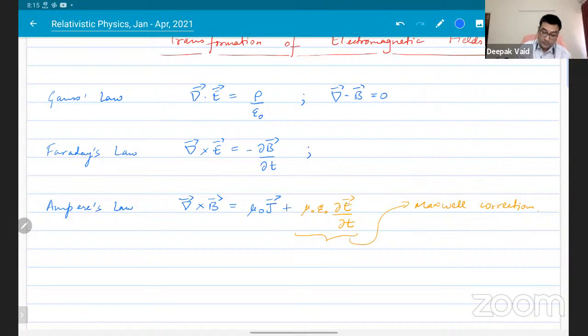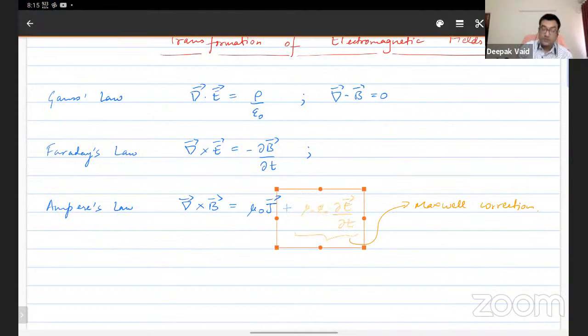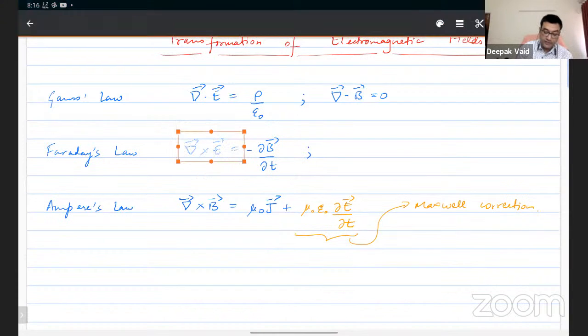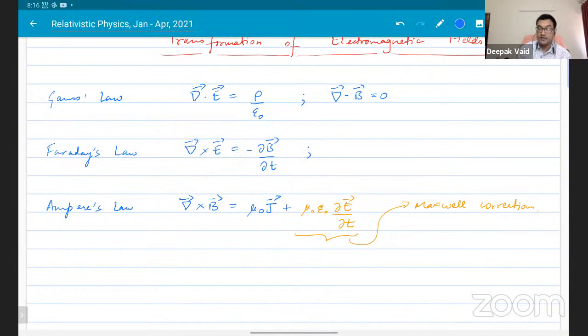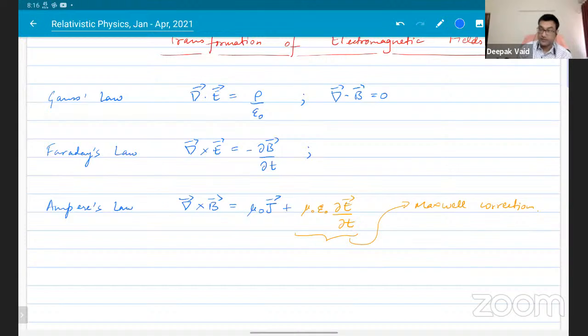Up till Maxwell's time, these equations were known in this form, right? Maxwell's contribution was to realize that if changing magnetic fields induce electric fields, then there is also a corresponding effect where changing electric fields induce changing magnetic fields, right?